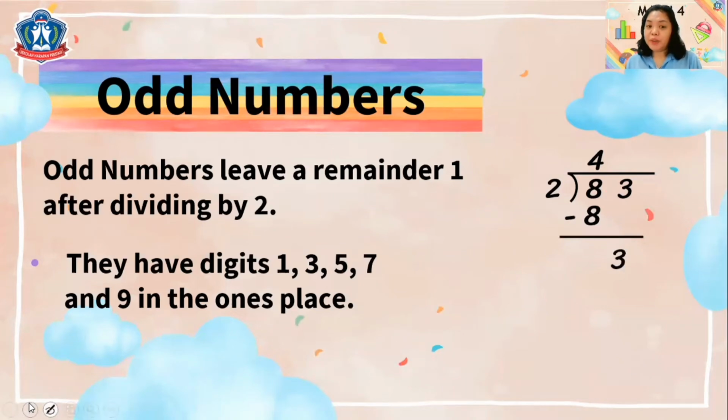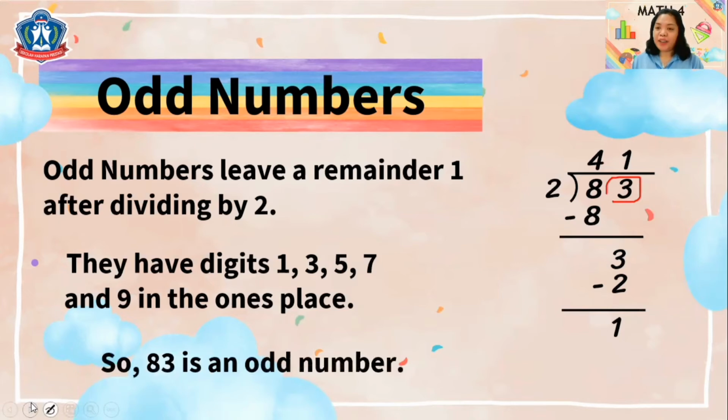3 divided by 2. How many 2 in 3? Yes, only 1. Then let's multiply 1 and 2. That is 2. And let's subtract. We have 1. So therefore, we have a remainder of 1. So 83 is an odd number because it also ends with 3. Okay? So again, 83 is an odd number.